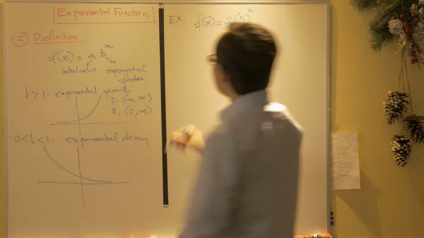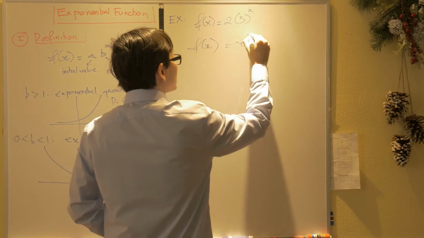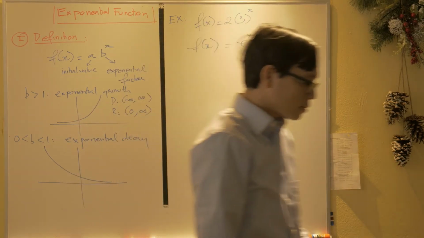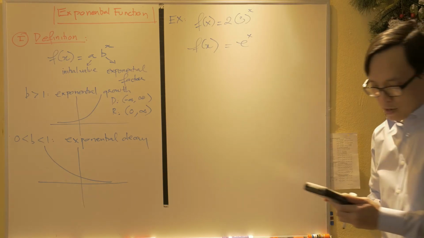Okay, now I can have something like this: f of x equal to e to the x. E is a very special number, called the E number.